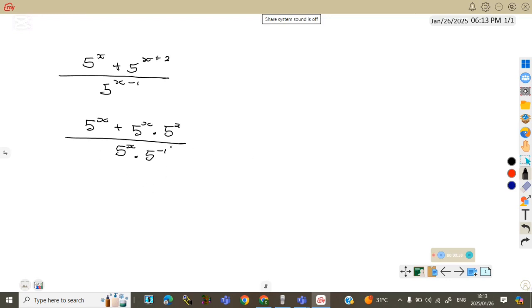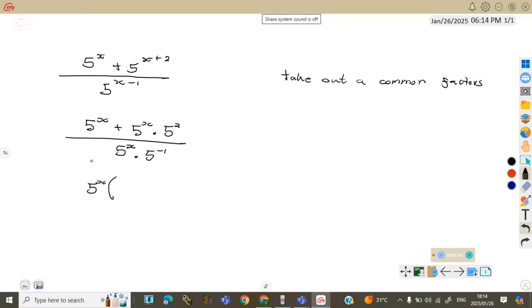And you can see the reason why I'm breaking it down, it is so that I can be able to take out a common factor. You break it down, you break both the one at the top and the one at the bottom so that you can be able to get that common factor. Am I making sense? All right. So the common factor here is what? At the top? 5 to the power of x, right?